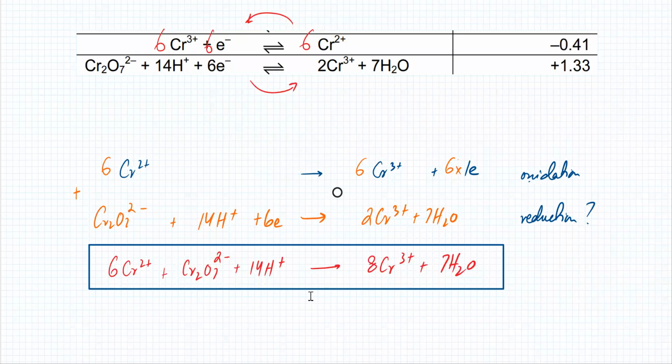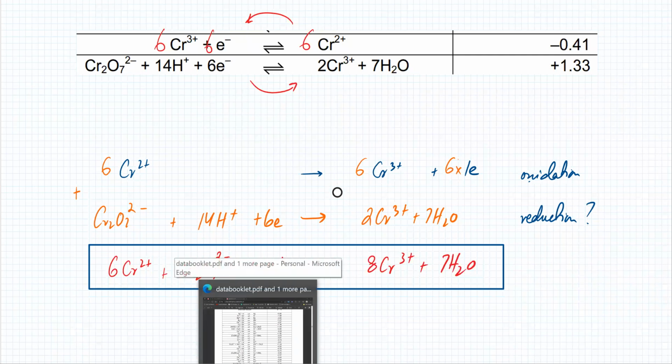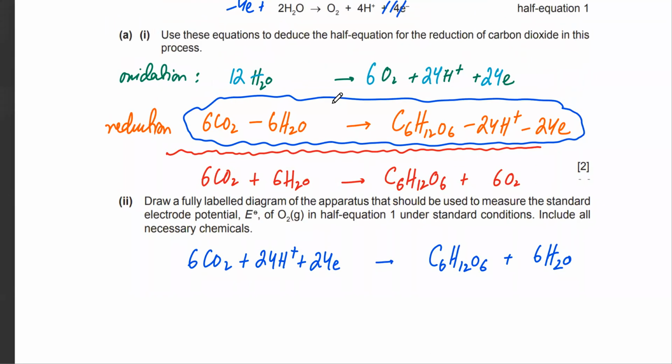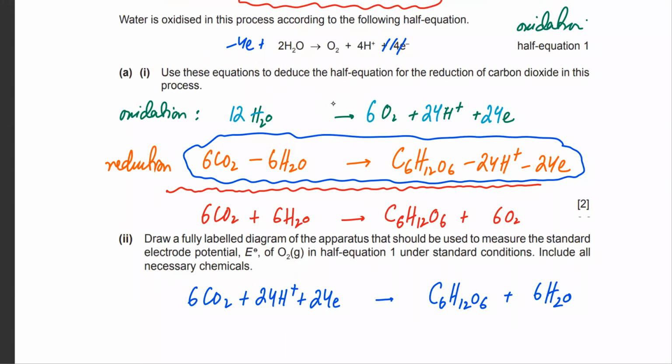So remember how to do this. I'm going to quickly move to the next question now. Ignore this. They're just asking you to draw a fully labeled diagram of the apparatus that could be used to measure the standard E0 of the O2 in half cell 1 under standard conditions. So I think they are specifically talking about this reaction, the water, oxygen, and H+ reaction.